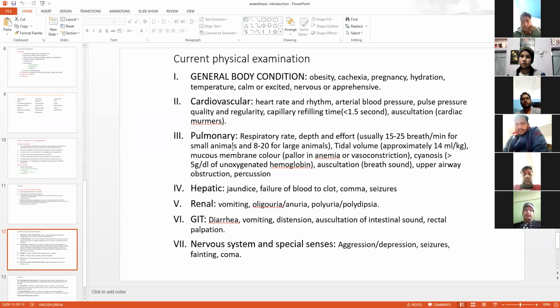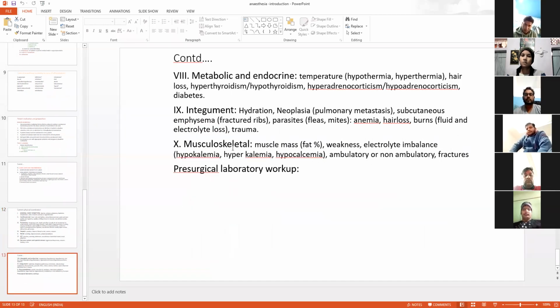So cyanosis, upper airway obstruction, and this can be judged by percussion of the lung area. You can examine by percussion of the lungs. Then hepatic, LFT, already I have mentioned, liver function test, kidney function test. Then any history of diarrhea, vomiting, auscultation of intestinal sounds, rectal palpation. Nervous system: whether the animal is having aggression, depression, seizure, any history of fainting or coma. So try to collect all this history before considering any anesthetic combination. Metabolic and endocrine system analysis, this is temperature, already I have discussed.